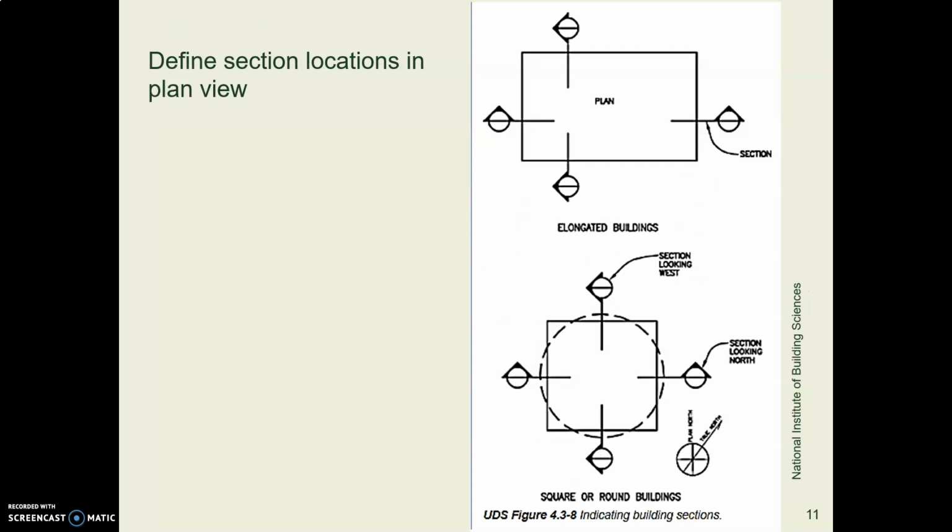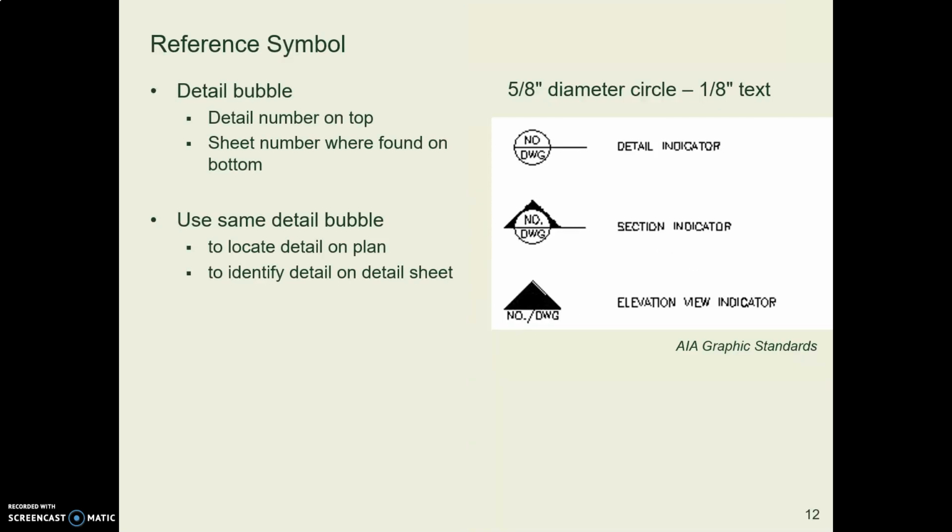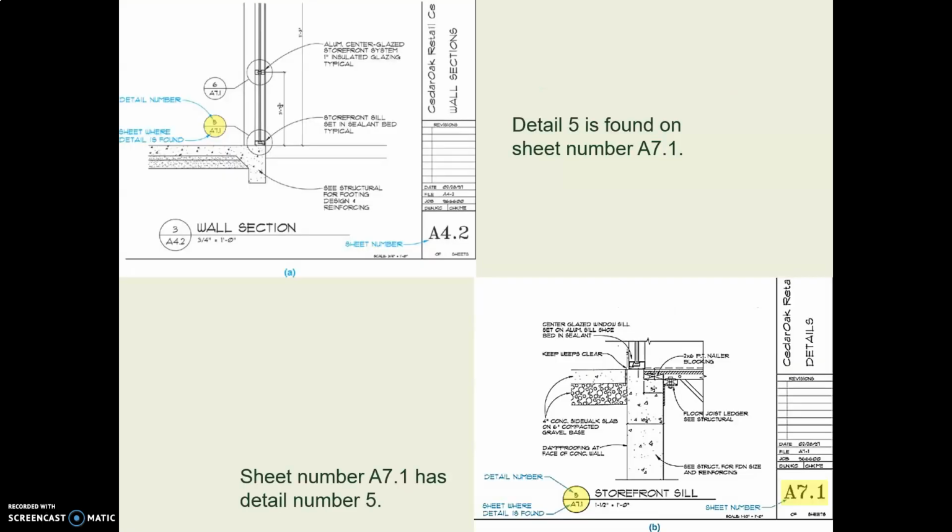I'm going to talk about that in the next set of slides. So you can go to your plan view and put these section indicators on the plan to show the reader where the sections have been cut and what direction the reader's eye is looking. So I'm going to come back to this later.